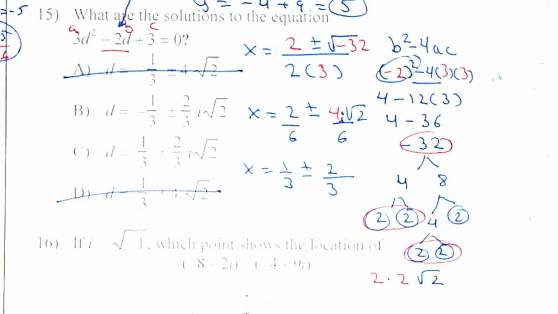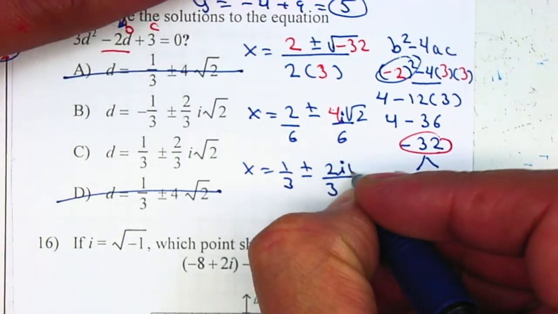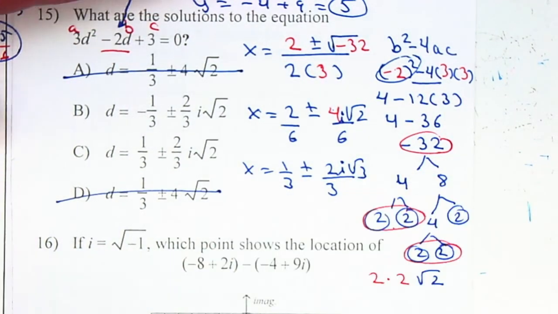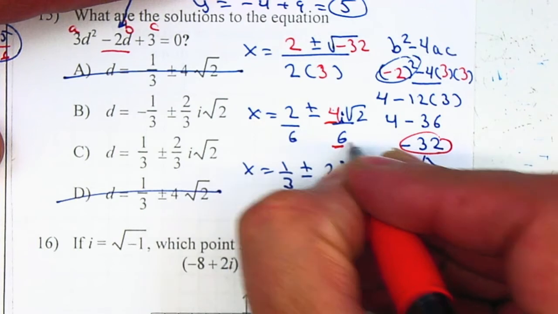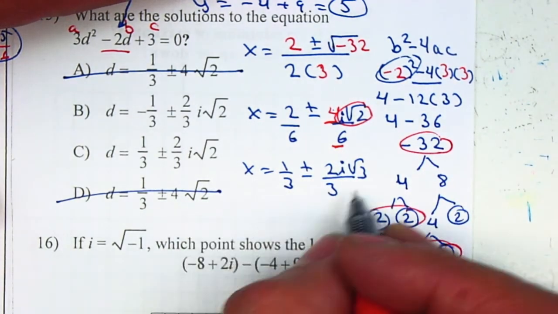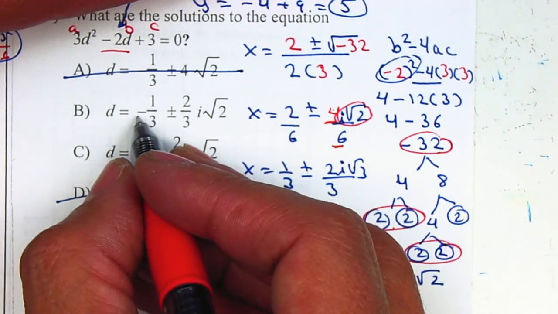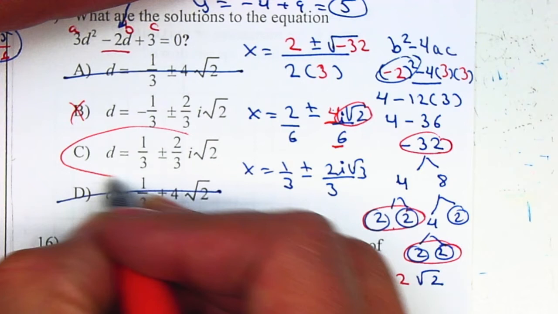That gives me 2 over 3. So it'll be 2i square root of 3. Notice that I just reduced my 4 and my 6. This part stayed the same. Therefore, my answer is letter... This is positive 1/3. That's negative. Positive 1/3.